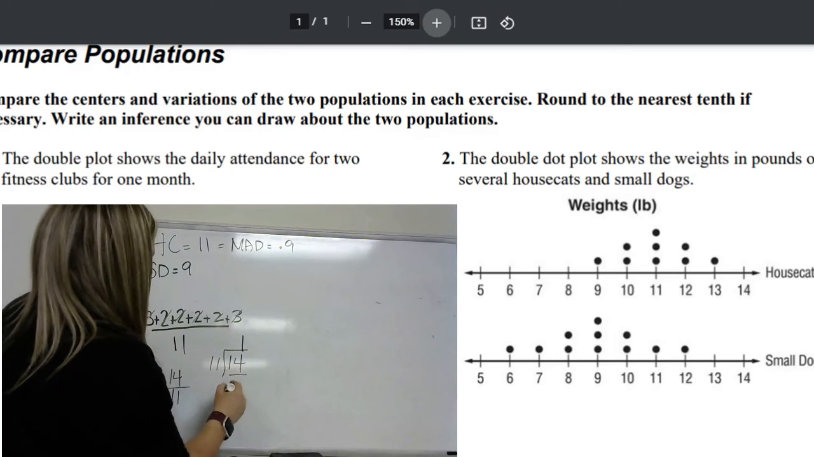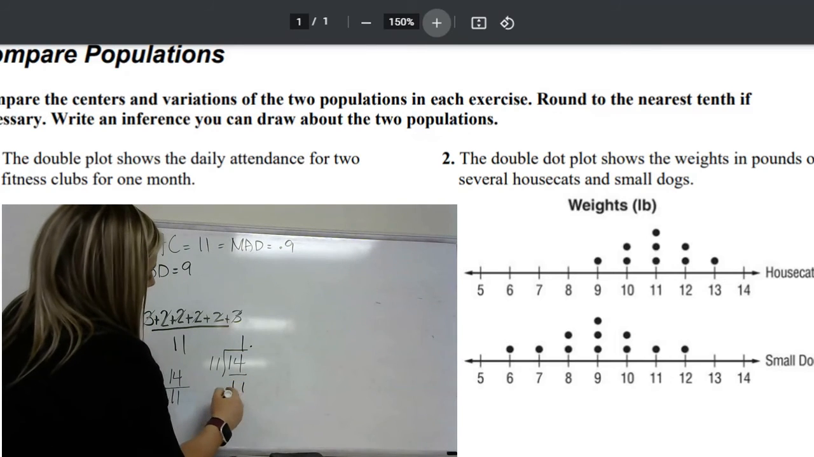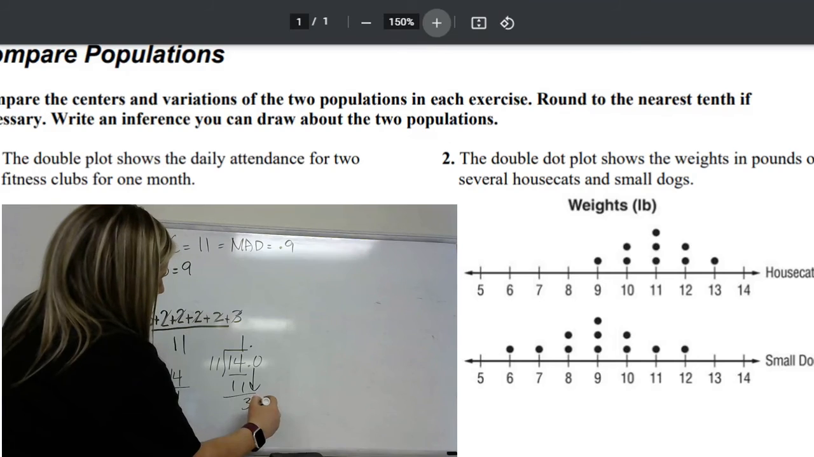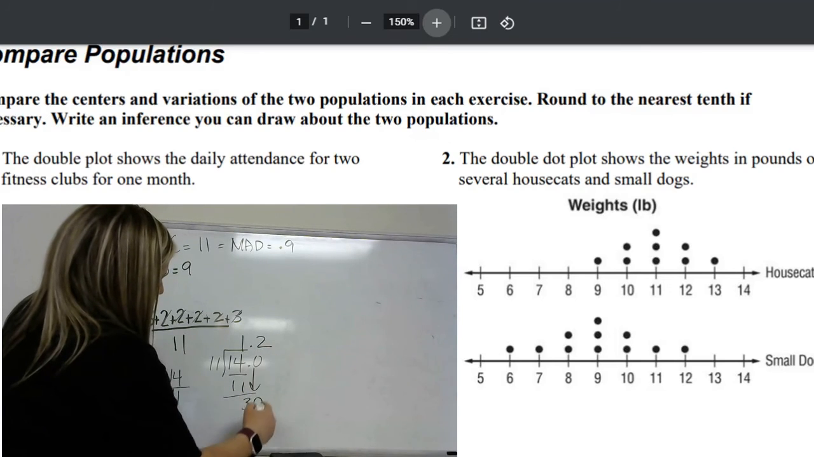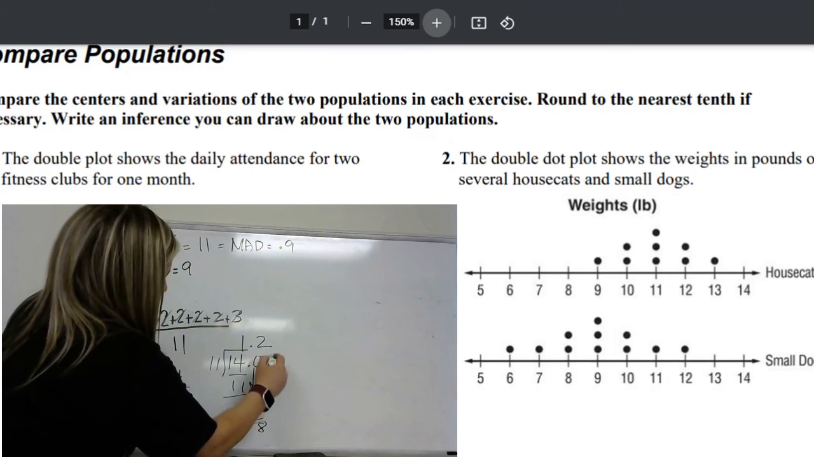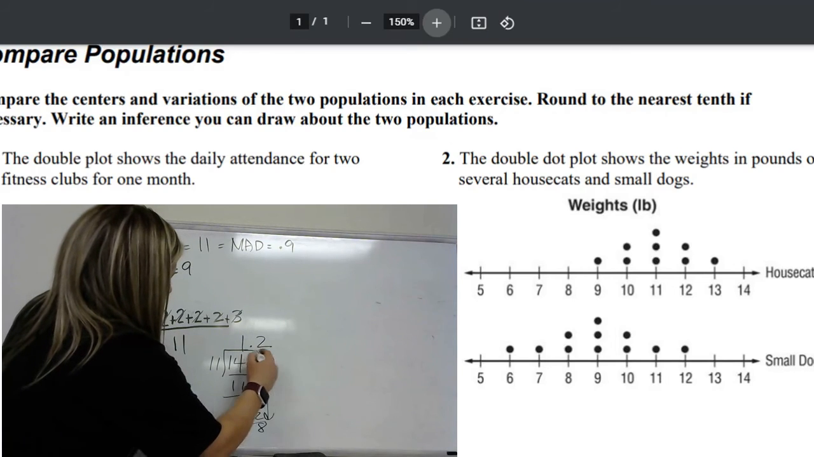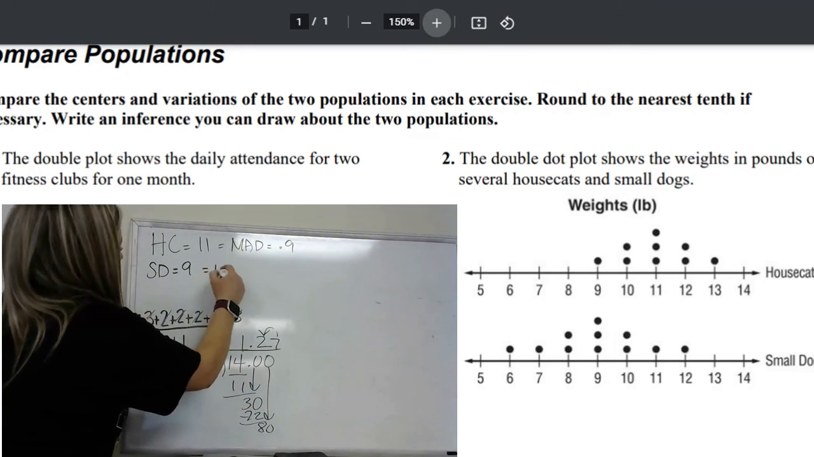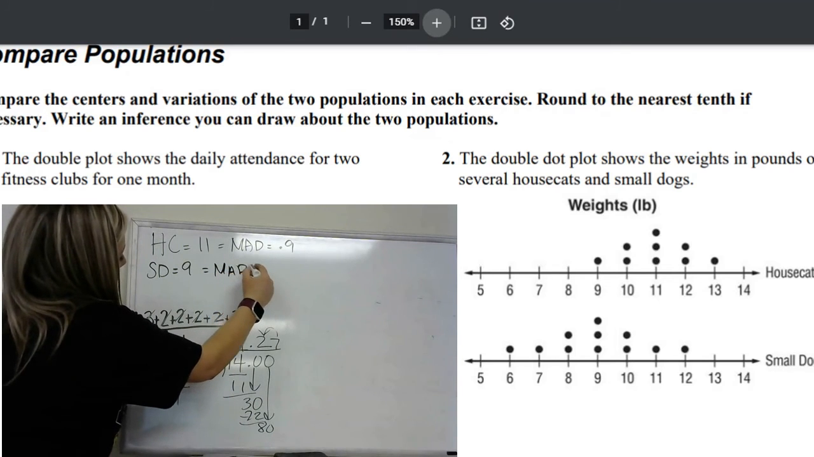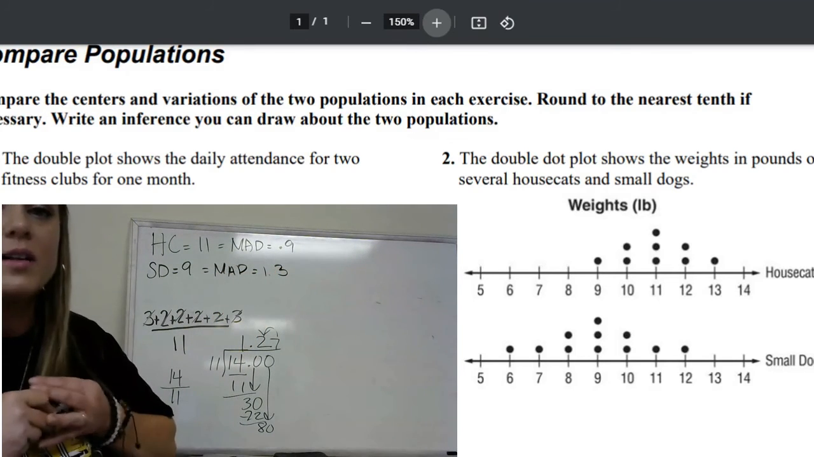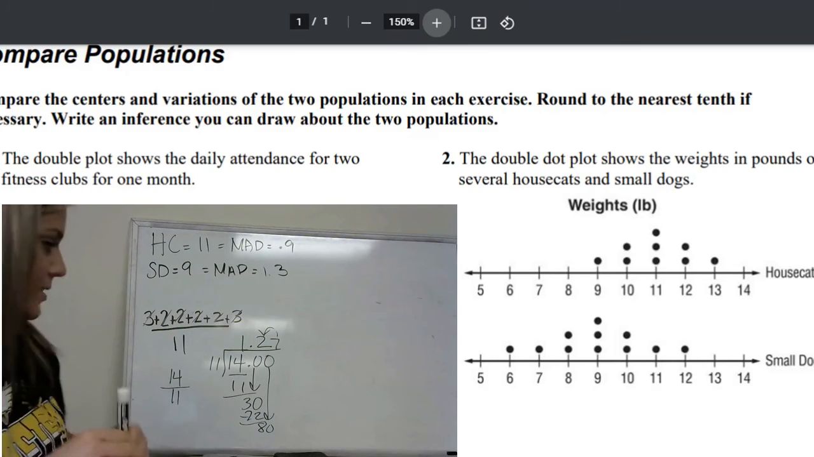11 goes in there 1 time. I have to add 0. 11 goes into 30 2 times, which would be 22. We have 8, 0. 11 goes into 80 7 times. So that's going to make that mean absolute deviation 1.3 if we're rounding. I don't even have to go all the way. All right, so I've got that.